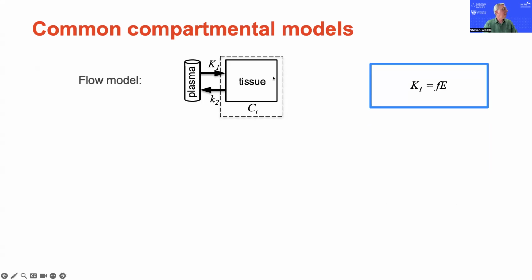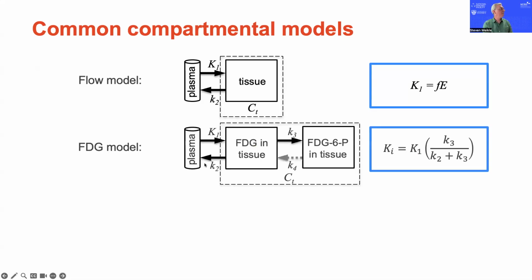And of course, there are 2 rate constants. Capital K subscript 1, K1, describes the transfer of tracer from plasma into the tissue, and K2, the reverse transport out of the tissue back to the plasma. So the PET measurement, what we're measuring from our PET data, is the concentration of the tracer in tissue, which is whatever is represented by this compartment.